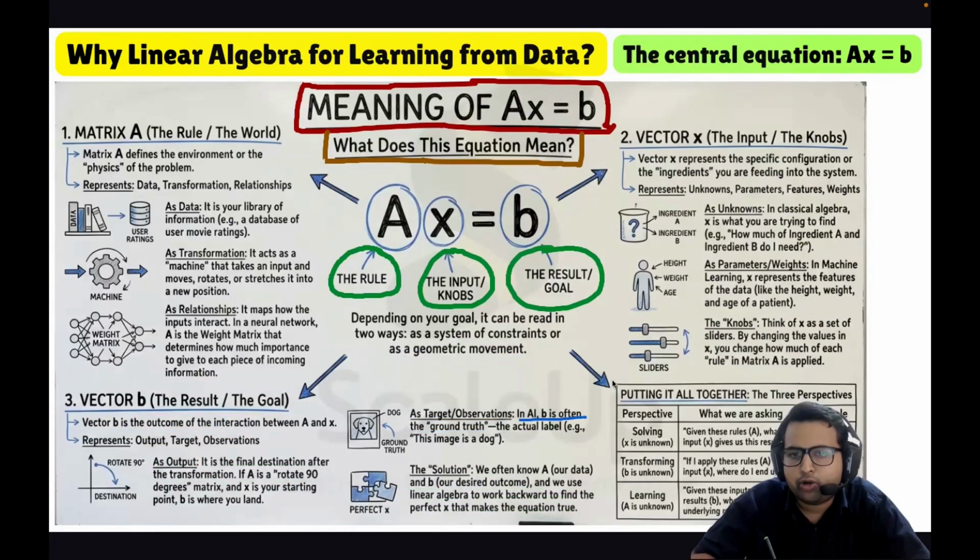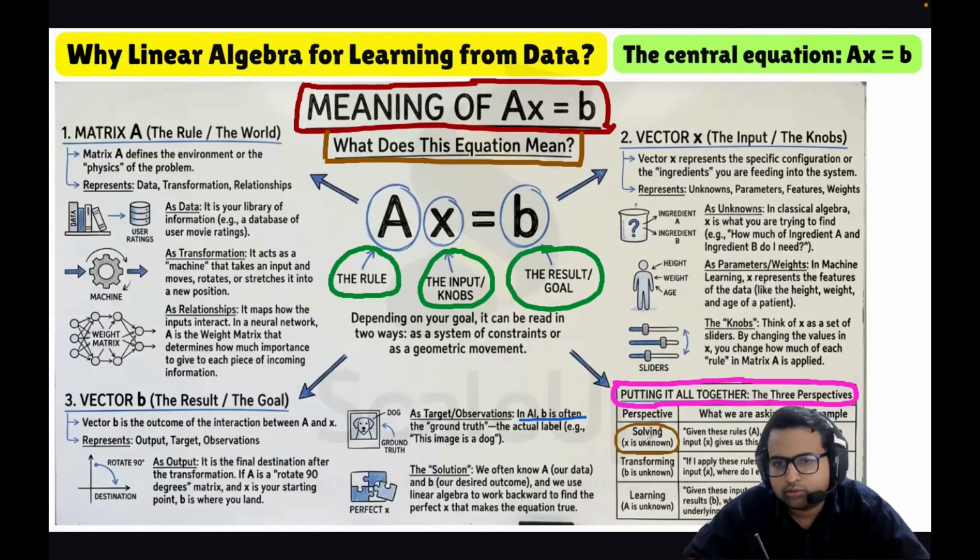If we put it all together, there are three perspectives. If the perspective is solving, then x is unknown. What we are doing is, given the matrix A, what input x should be given to get the result b. That is what solving means: solving for the unknown x. That can be one perspective.